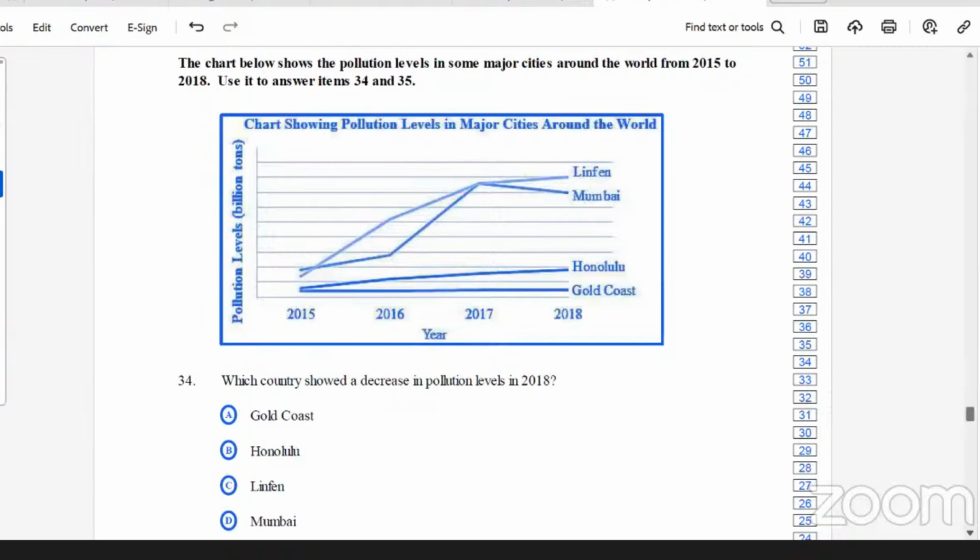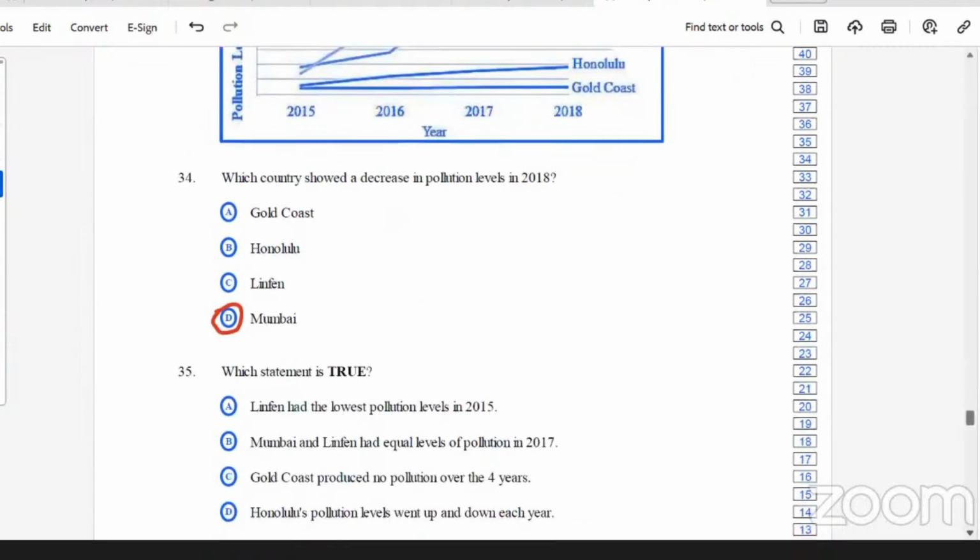position, right, in terms of the levels. And then, is there any that shows the leaning downwards? And that would have been Mumbai. So for 34, the answer is D. That one had a decline. There was a decrease in the level of pollution. All right, let's get to question 35.